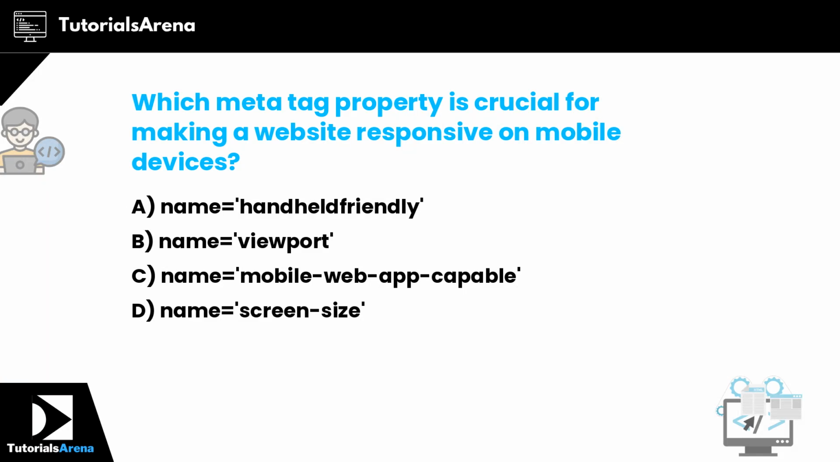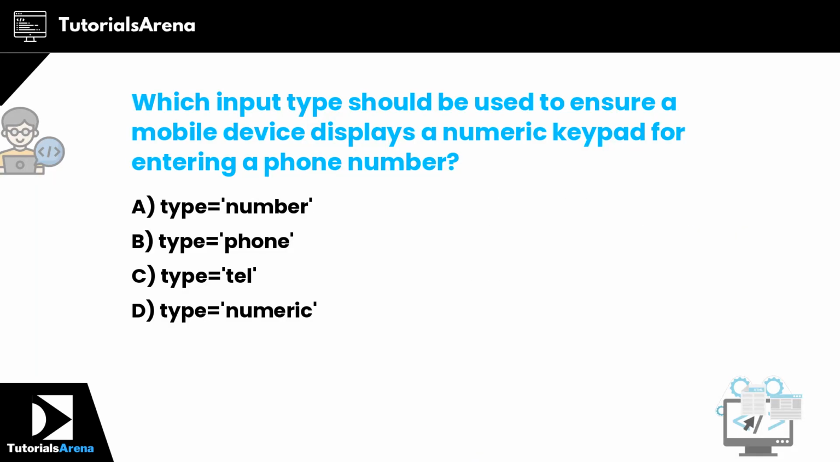Which meta tag property is crucial for making a website responsive on mobile devices? The correct answer is option B. Name equals viewport. Which input type should be used to ensure a mobile device displays a numeric keypad for entering a phone number? The correct answer is option C, type equals tel.